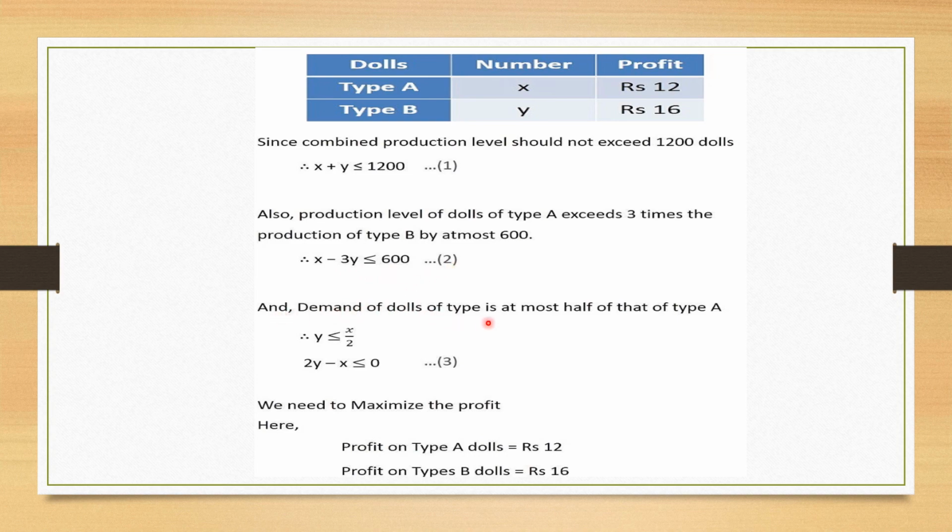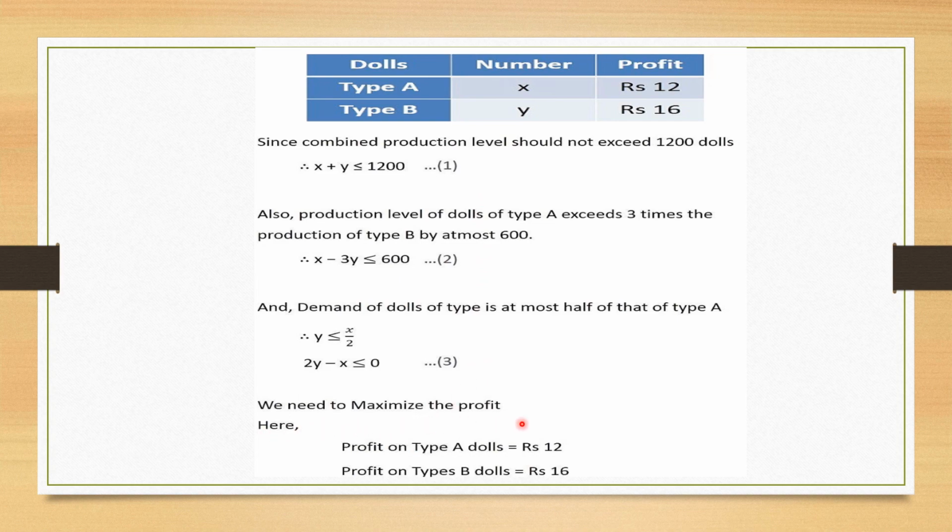And the demand of dolls of type B is at most half of that of type A. At most always means again less than or equal to. So type B is your y, is less than or equal to half of that of type A. Half means x by 2. So y is less than or equal to x by 2. Cross multiplying, we get the inequation as 2y minus x less than or equal to 0. This is your number 3. I hope it is very clear.